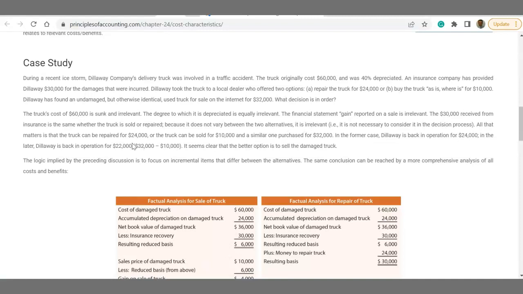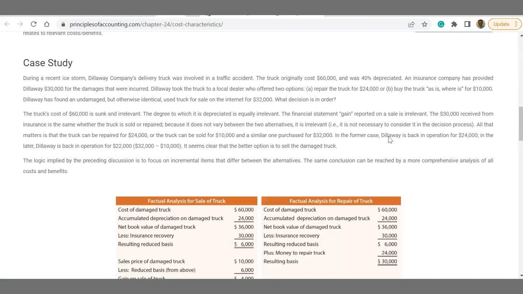So let's see. The $30,000 received from insurance is the same whether the truck is sold or repaired. So still the same, because it does not vary between the two alternatives. It is irrelevant. It is not necessary to consider in the decision process. That's what it means when we say irrelevant. All that matters is that the truck can be repaired for $24,000, which the repair shop offered them, or the truck can be sold for 10,000. Those are two options. And the similar one purchased for 32.